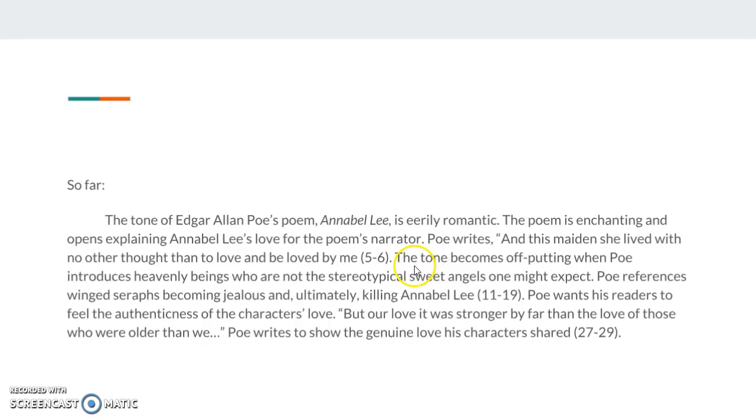Now number 2. The tone becomes off-putting when Poe introduces heavenly beings who are not just the stereotypical sweet angels one might expect. Now I need a number 3. Poe references winged seraphs becoming jealous and ultimately killing Annabel Lee. Now I need another number 2. Poe wants his readers to feel the authenticness of his character's love. Now I need a number 3. But our love was stronger by far than the love of those who were older than we. Poe writes to show the genuine love his characters shared.